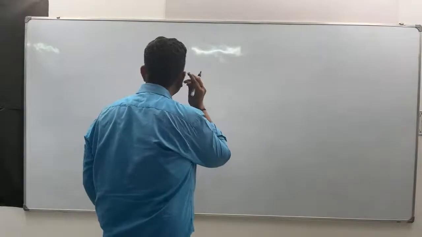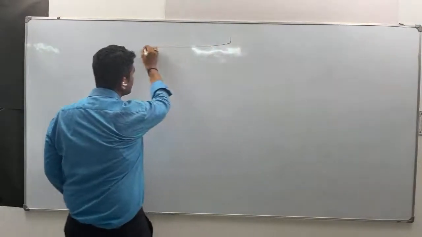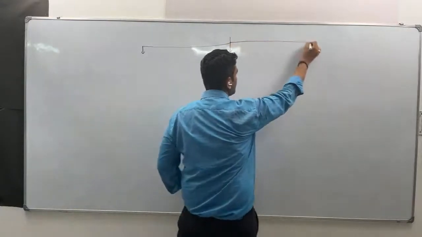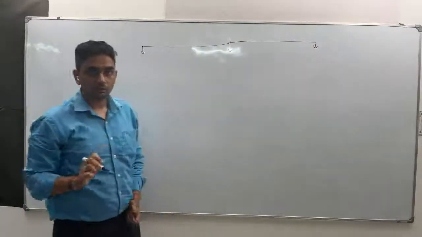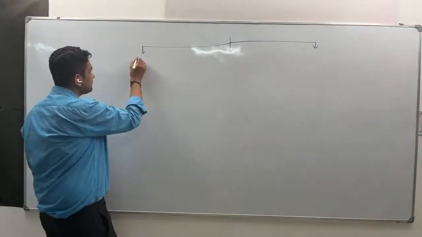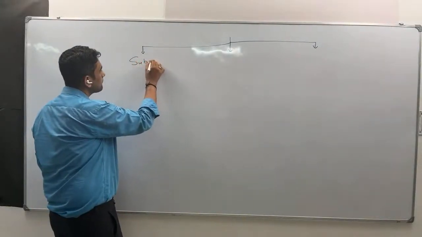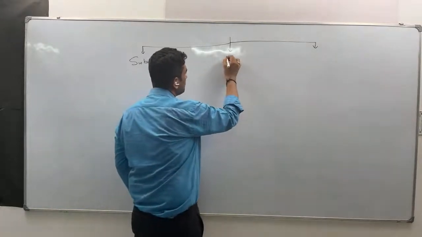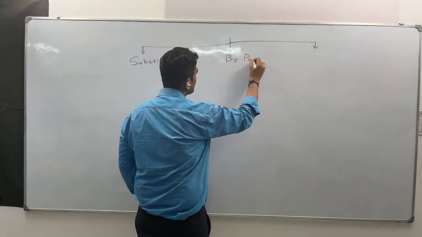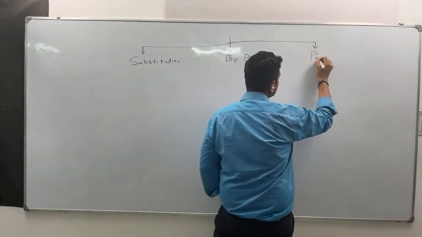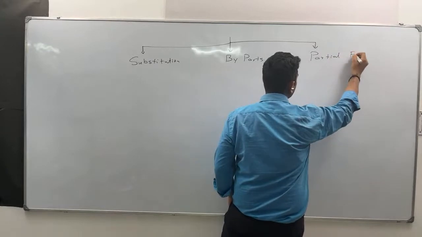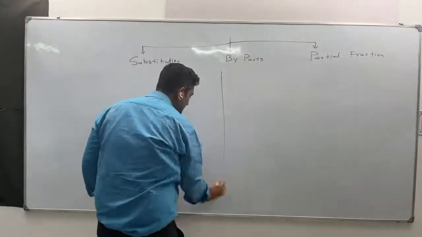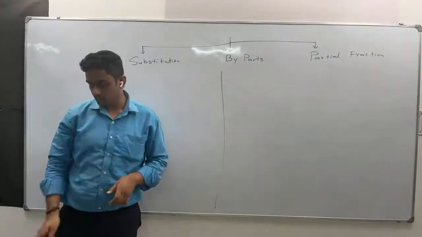In integration, one thing is direct formula. If direct formula does not work out, then we have three different ways of solving an integral. That is substitution. Second is by parts. And third is partial fraction. All right, so these are the three things that we have to look at majorly in integration.